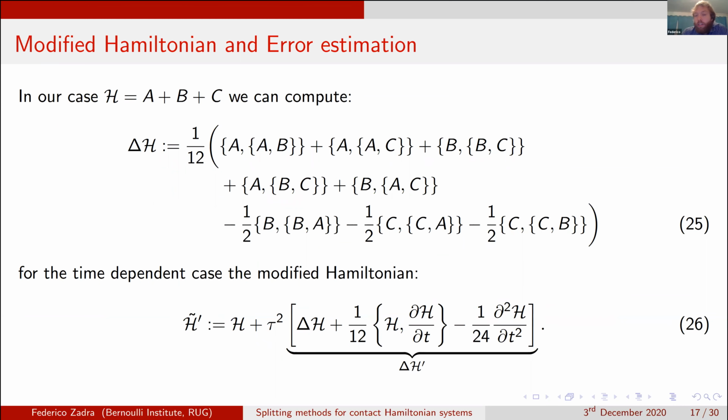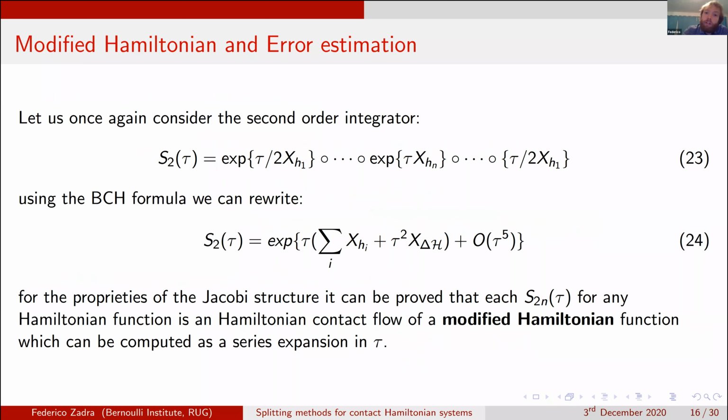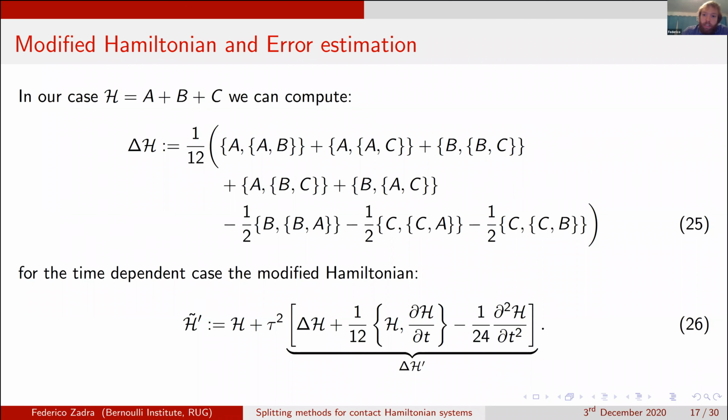This modified Hamiltonian can be computed explicitly when we have this splitting, and when we fix the order that we need. We have considered just the first order correction, so tau to the second power. And we can compute the modified Hamiltonian both for the time-dependent and the time-independent situations.